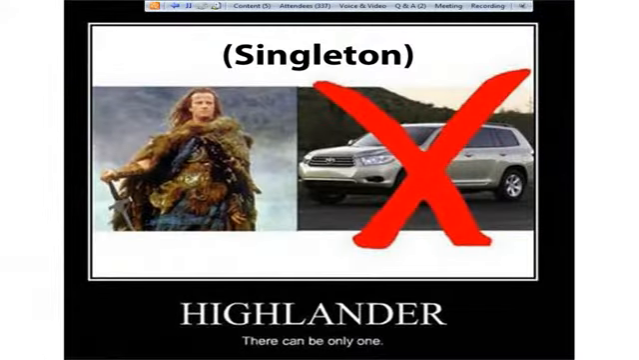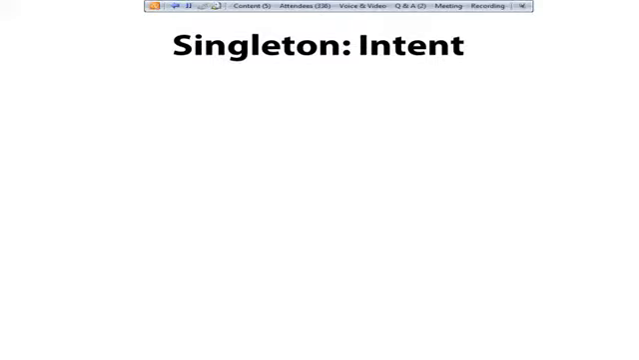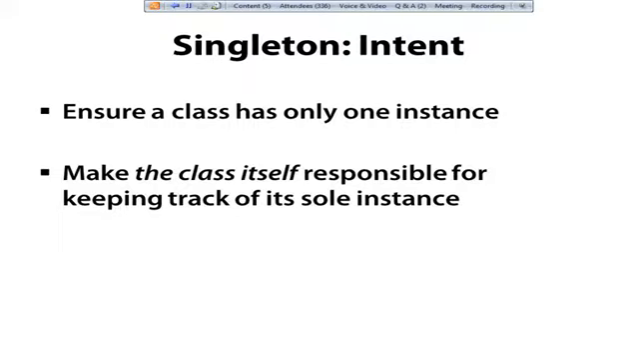The first one, of course, is the Singleton, which if you've ever seen the Highlander, you know that in the Highlander, there can be only one. That pretty well describes the intent of the Singleton design pattern. Now, the way the Singleton is implemented is essentially that a certain class needs to only ever have one instance within an application. And the way that we're going to achieve that is we're going to make the class itself responsible for keeping track of its sole instance. And so that's probably one of the simplest design patterns that there is, the Singleton. And so, of course, there can be only one of it.